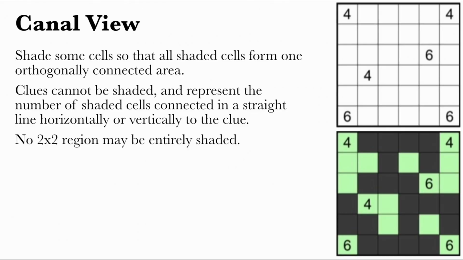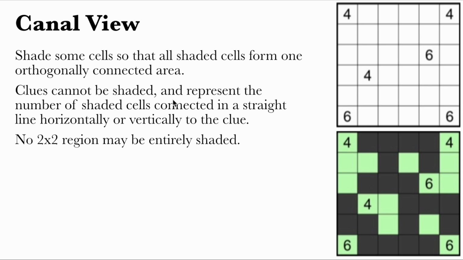In a Canal View puzzle, we will shade some cells so that all shaded cells form one orthogonally connected area. This is a familiar rule here. Orthogonally means horizontally and vertically in this context. And so an orthogonally connected area means that from any shaded cell, we can get to any other shaded cell in the grid by traveling horizontally and vertically and never diagonally.